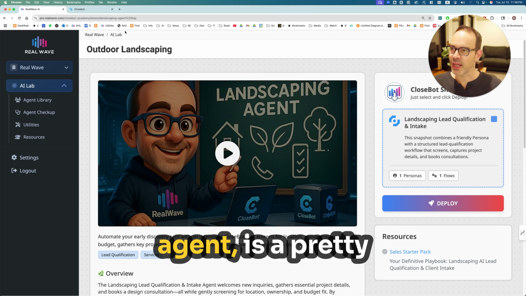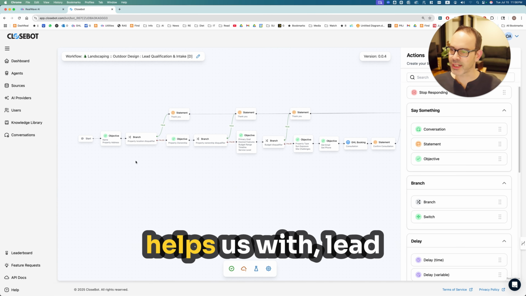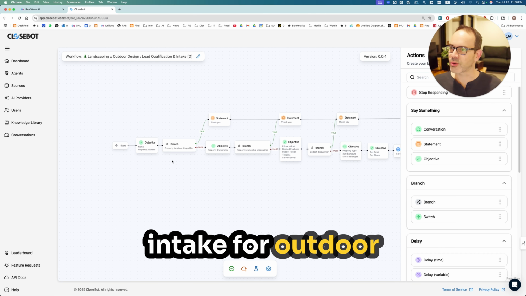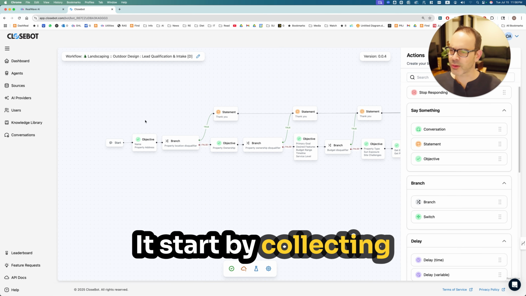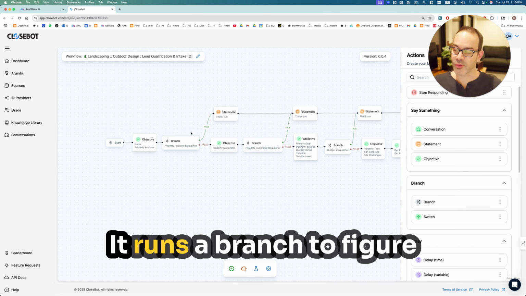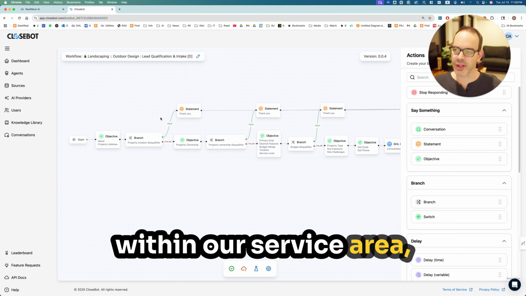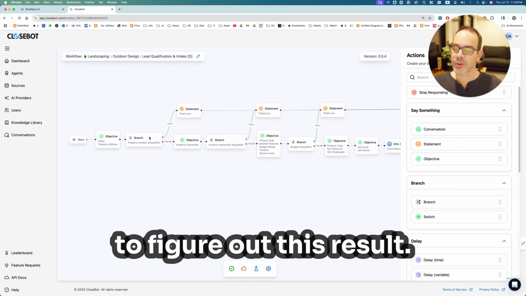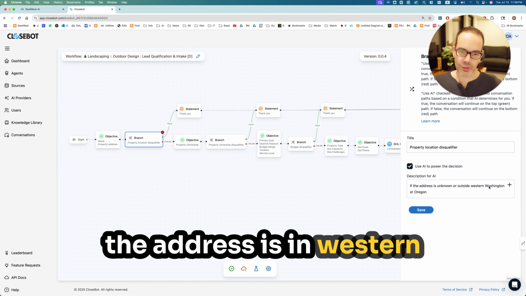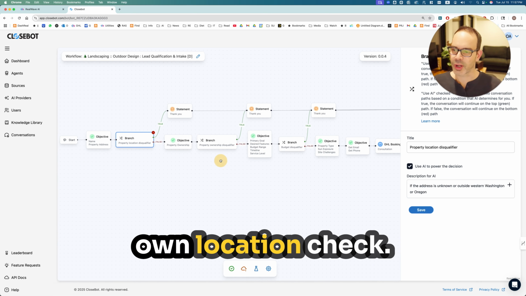So the landscaping agent is a pretty straightforward CloseBot V2 agent that helps us with lead qualification and intake for outdoor landscaping projects. It starts by collecting personal information like name and property address. It runs a branch to figure out if the location is within our service area. It uses a simple branch to figure out this result, and it checks whether the address is in Western Washington or Oregon. Naturally, you would want to replace it with your own location check.